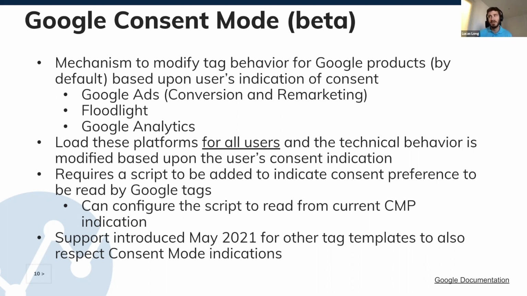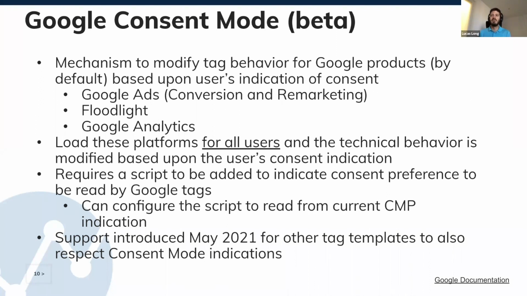It does require a script to be added, which will indicate the consent preference, which can then be read by Google Tags. And you can configure this script to read from your consent management platform. It's a question that always comes up. Well, does this mean we have to redo our InfoTrust configuration or redo our Evidon configuration? No, it does not. The consent management platform still manages the consent experience of the users. It still manages the recording of consent and all of that. What consent mode does is read from that indication and then provide a flag, if you will, to the Google tags so that they modify their behavior accordingly.